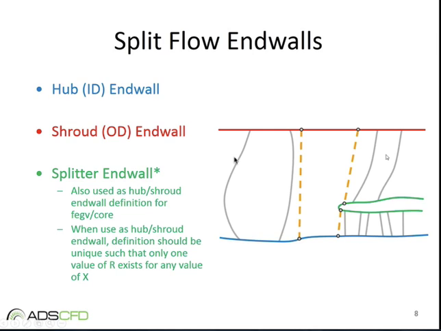But the important thing is to make sure that when we specify either the hub or shroud end wall, we make sure that for any given value of x, there exists a unique value of r. So what we want to avoid is, say, cutting it where it loops back around here, so that for this value of x we have 2 or more values of r.